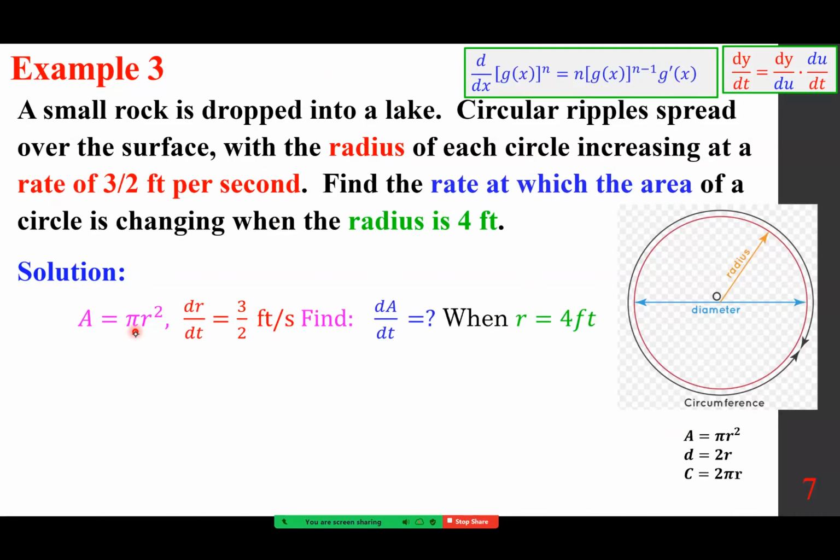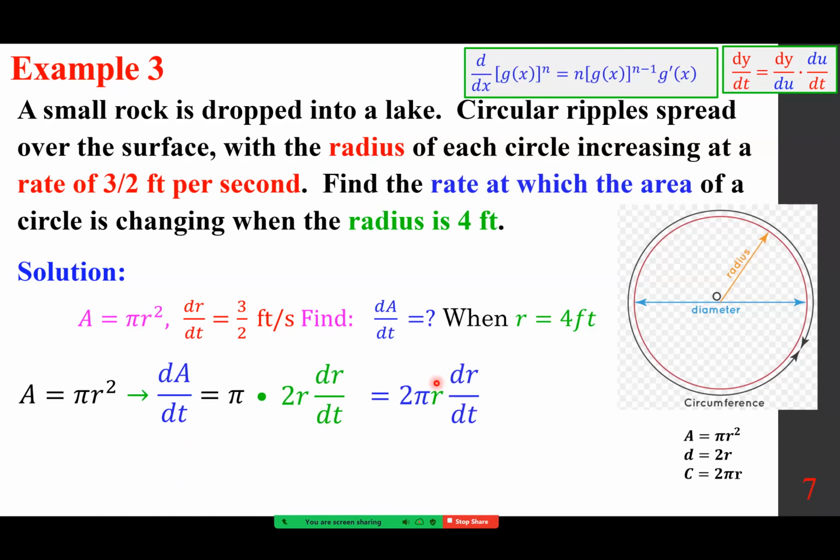We want to differentiate this with respect to t. t is the independent variable. So dA/dt is pi times, now you look at r squared, and you say the derivative with respect to t is 2r dr/dt. You rewrite it as 2 pi r dr/dt. You replace the r with 4, dr/dt with 3/2. And so you get 12 pi units of A over the units of t, 12 pi square feet per second.